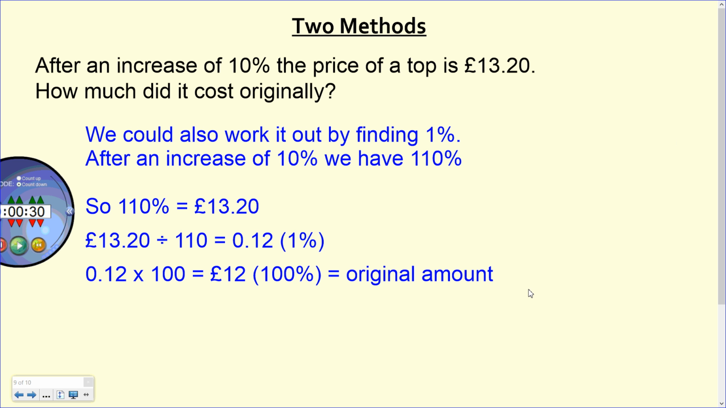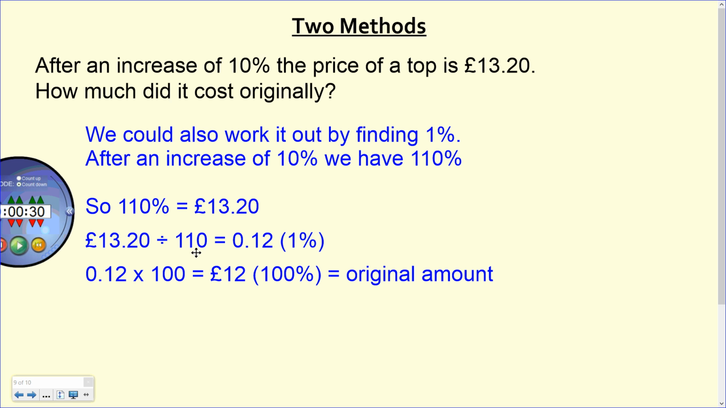Alternatively, we could figure it out by working with 1%. After an increase of 10%, we've now got 110% of the original amount. So we know that 110%, that's £13.20. So if we wanted to find 1%, we'd do £13.20 divided by 110 this time. Because we've got 110%, we don't divide it by 100 to find 1%. We divide it by 110.